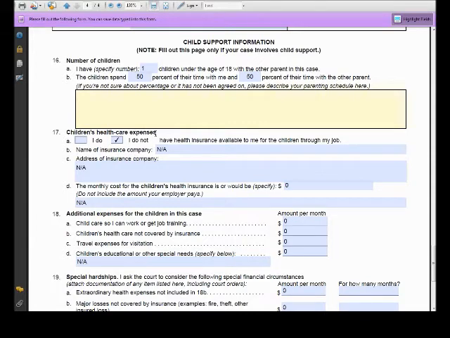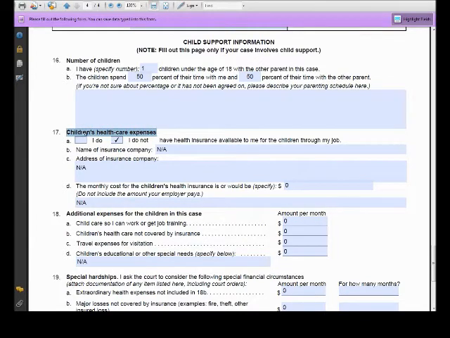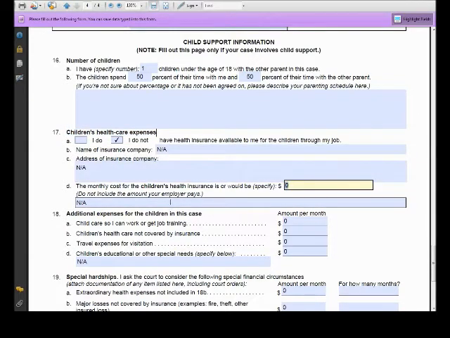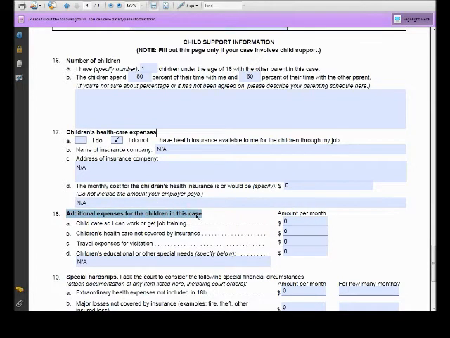Section 17 asks about children's healthcare expenses. Complete lines A through D with the appropriate information. Otherwise, enter NA or 0 as appropriate. Section 18 is titled Additional Expenses for the Children in this case. Review lines A through D and complete them appropriately.